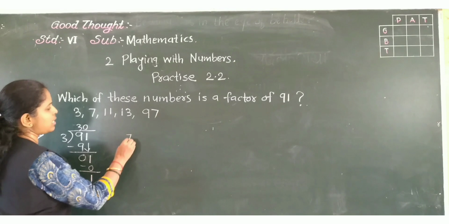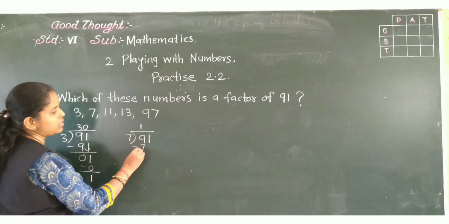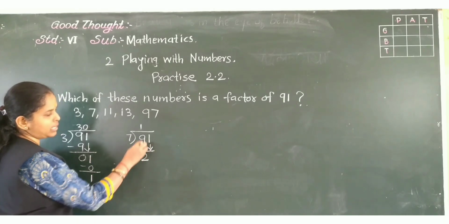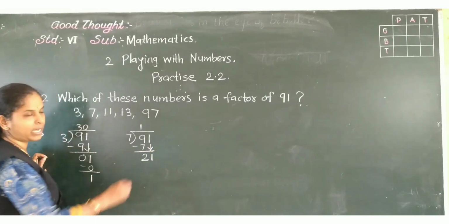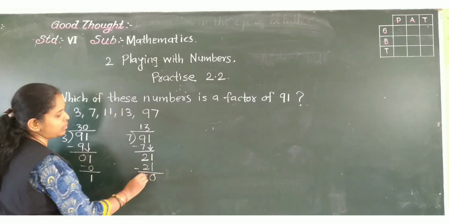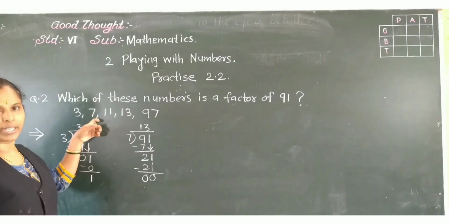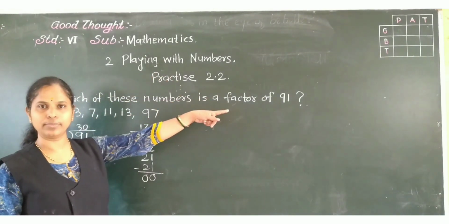Now next is 7. See, 7 ones are 7. 9 minus 7, 2. And take 1 down. It became 21. 7 threes are 21. See, the remainder is 0. That means 7 is a factor of 91.